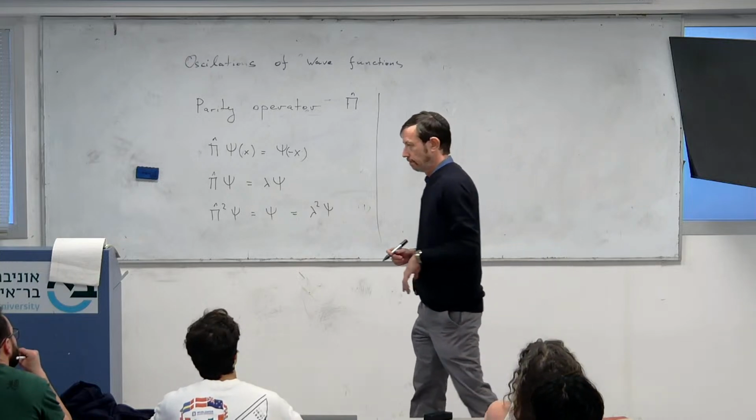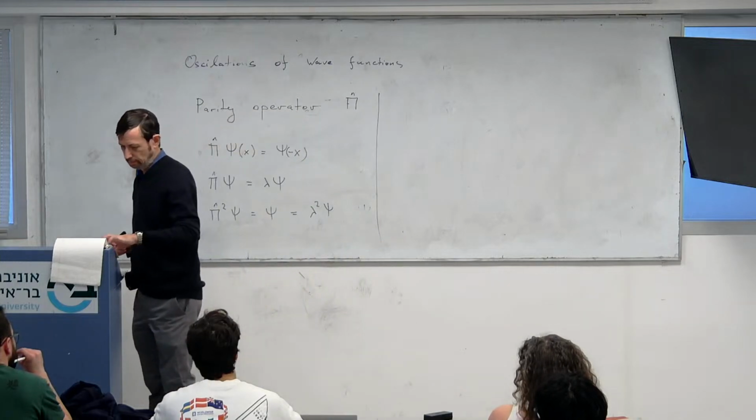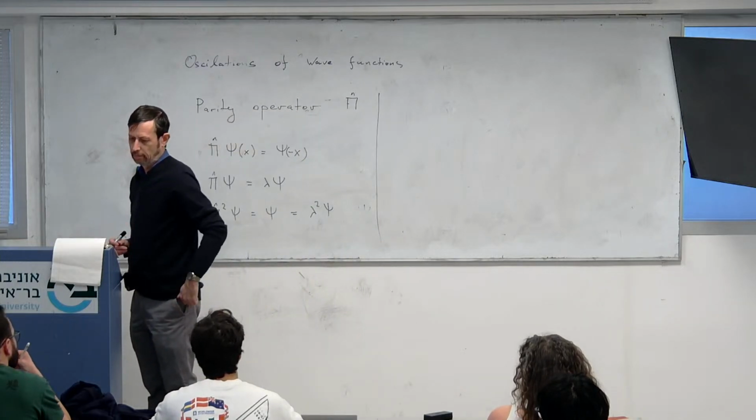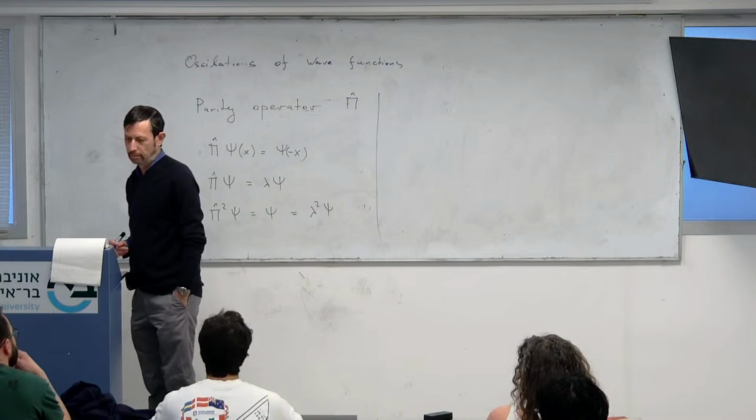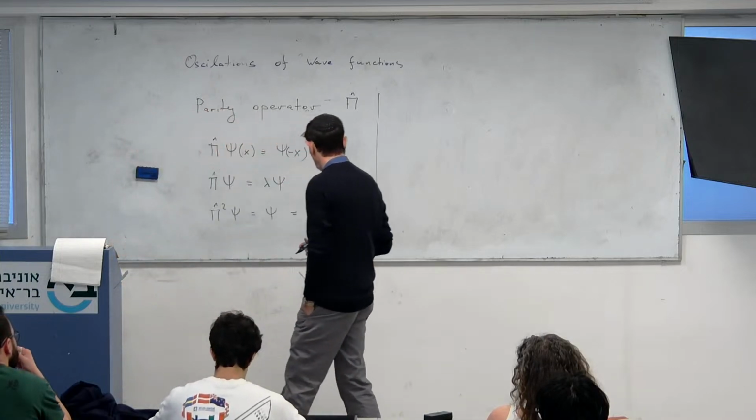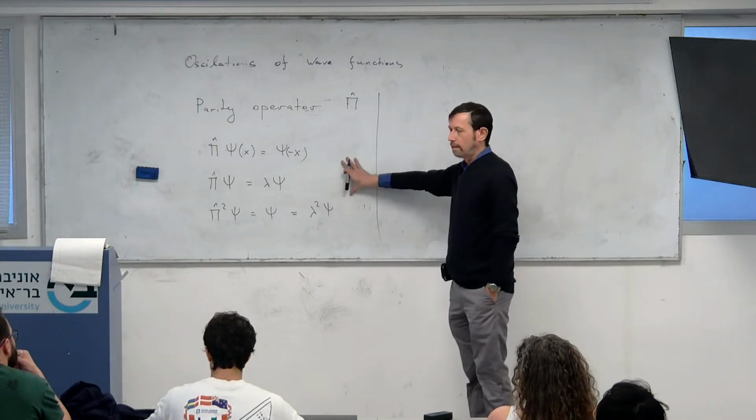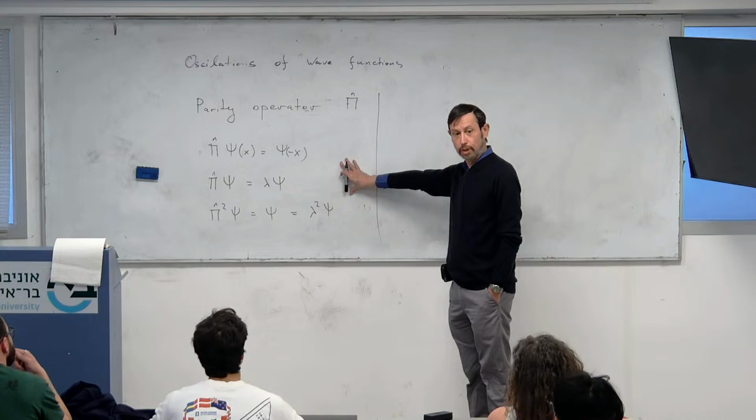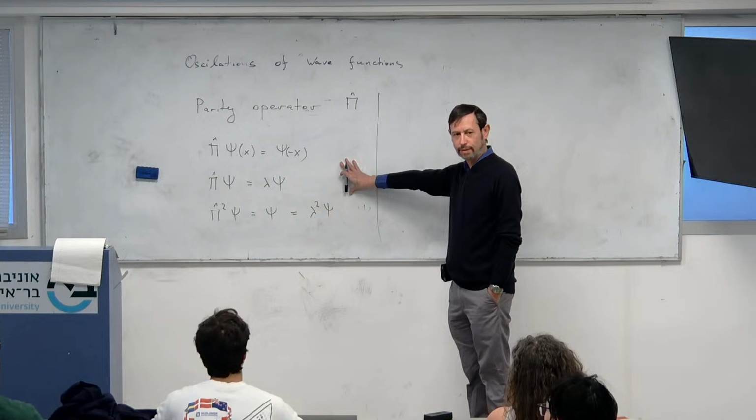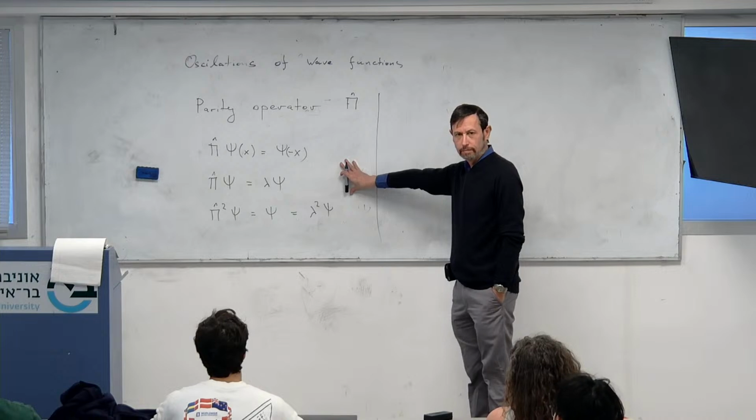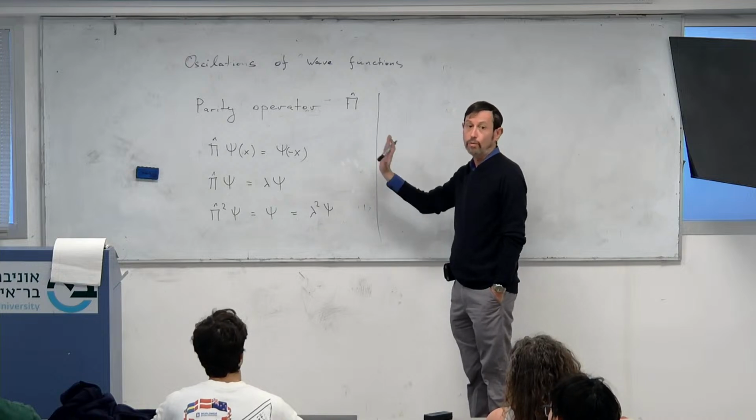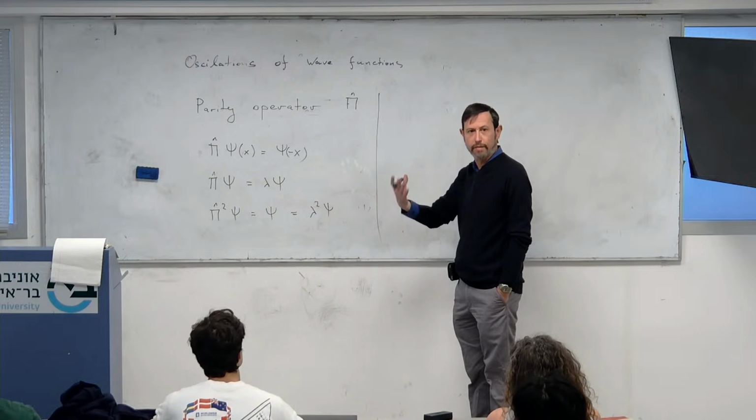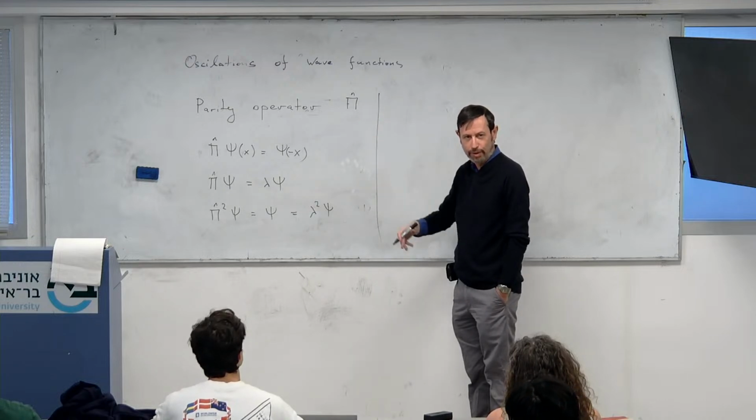I'll leave it to you as homework to prove that it's Hermitian. And if it's Hermitian, what is the result? What could lambda be? 1 and minus 1. Only 1 and minus 1. If it wouldn't have been Hermitian, it could be e to the power i something.